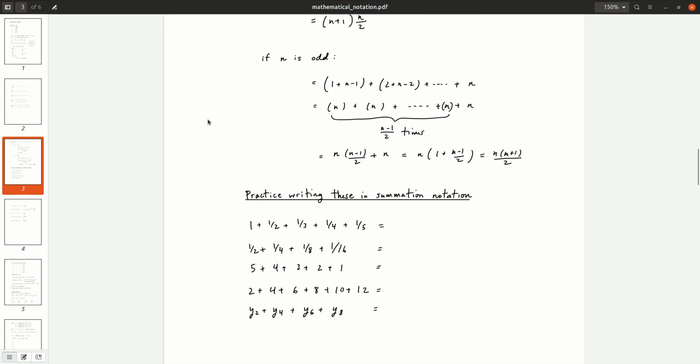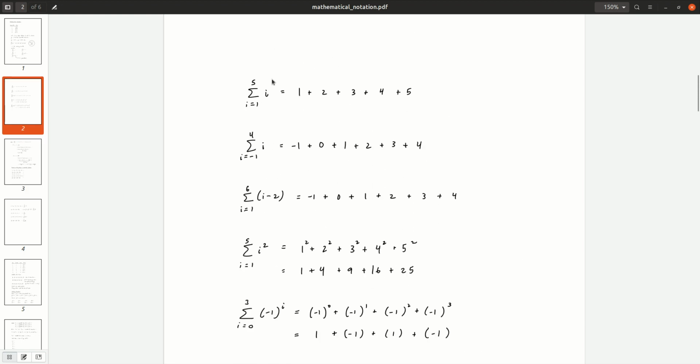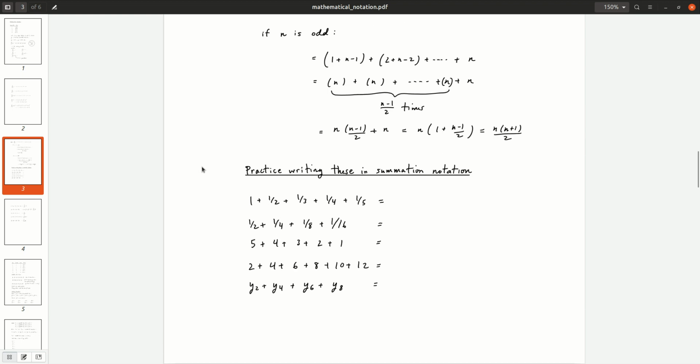Okay, so the next practice session is what I want you to do is to do the opposite of what you did before. I'm going to give you the written out sum with each individual term, and what I want you to produce is the thing that was on the left side before. I want you to write it out in summation notation. For example, if I gave you 1 plus 2 plus 3 plus 4 plus 5, I want you to write out what that is in summation notation for these 5 examples. You can go ahead and pause the video, get out a sheet of paper, and write those out.